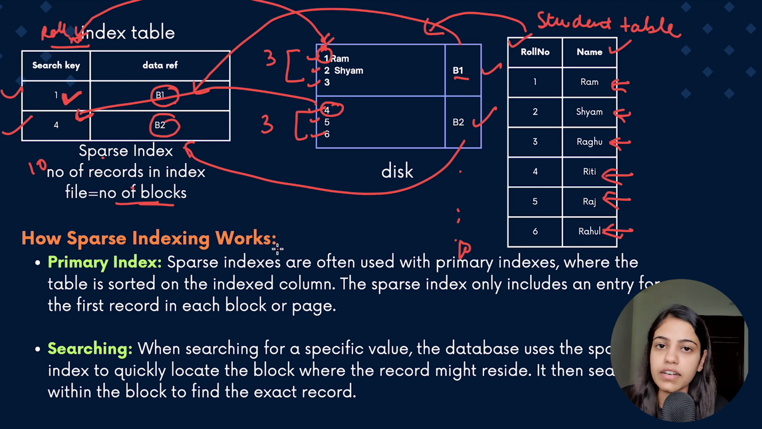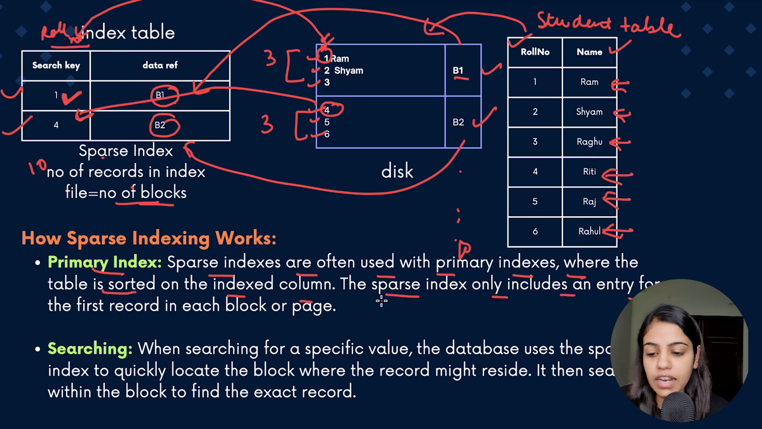So how does sparse indexing actually work? First is the primary index. Sparse indexes are often used with the primary index, where the table is sorted on the indexed column. The sparse index only includes an entry for the first record of each block or page. It is usually done on the primary key of that particular table, so that whenever we index the primary key, it will always be sorted and we can easily find any data value which we are searching for.